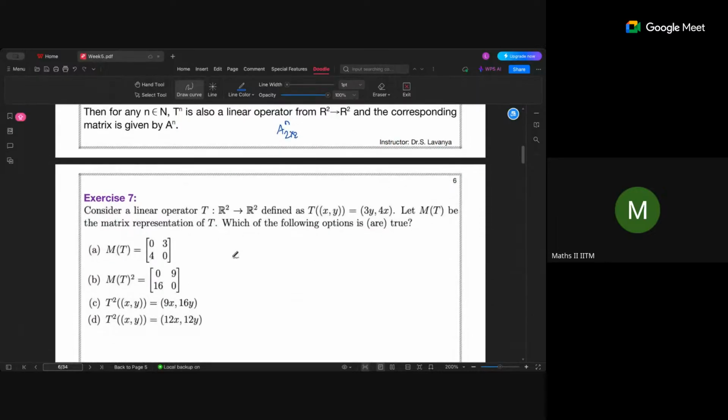Now, can you try to answer this question? Consider a linear operator T from R2 to R2 defined in this way. And M of T is the matrix representation of T. Now, first find what is M of T and then find the matrix of T square. So what is M of T?